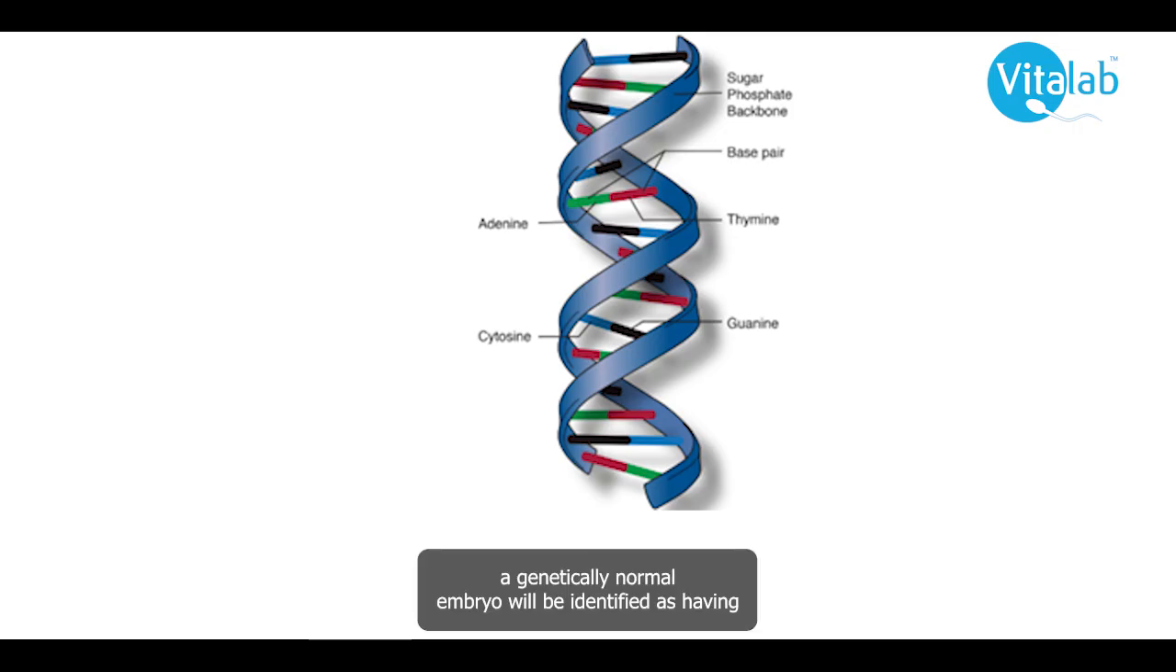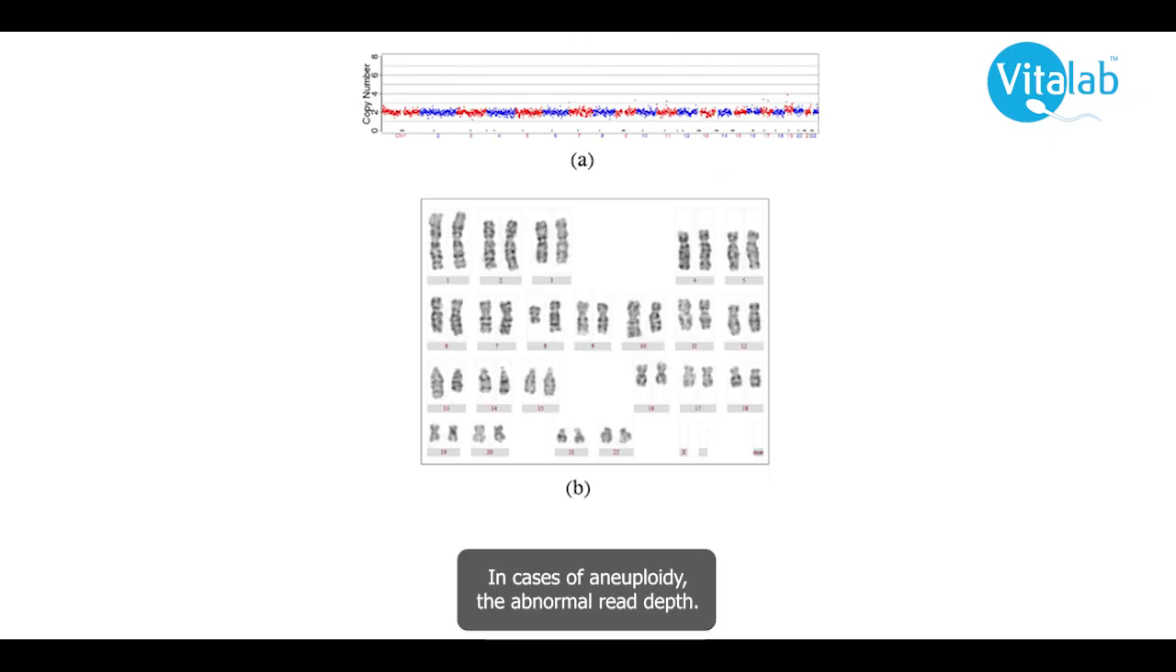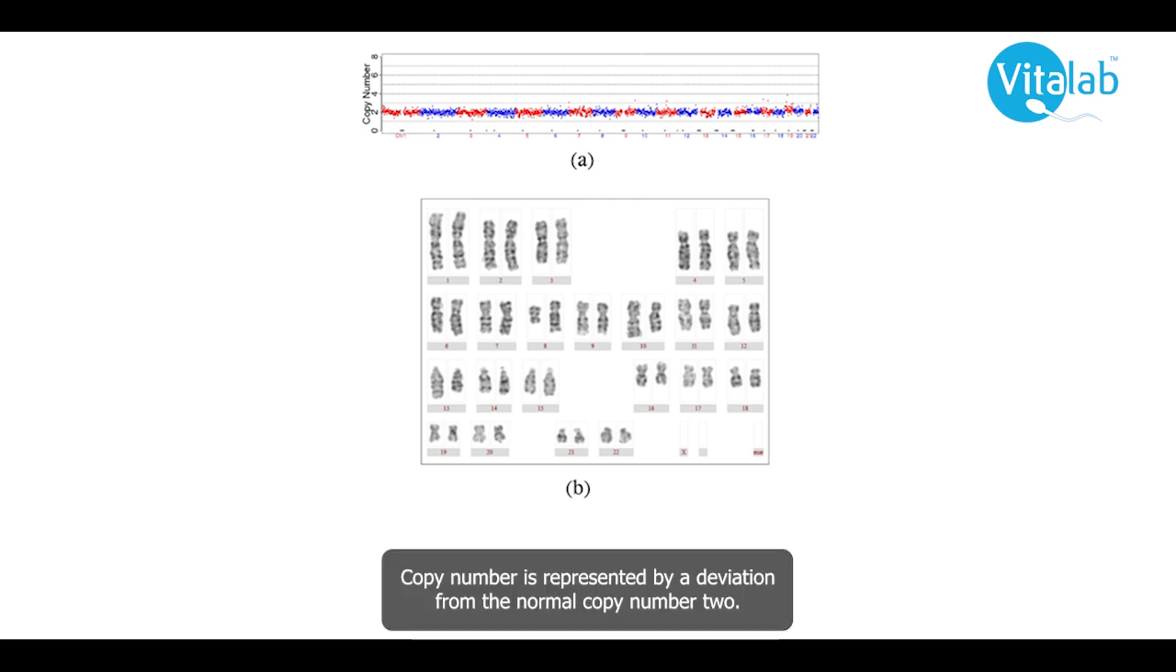A genetically normal embryo will be identified as having 2 copy signals for each tested area. Aneuploid embryos will show 1 or 3 copy signals, indicating missing, monosomy, or additional, trisomy, respectively. In cases of aneuploidy, the abnormal read depth/copy number is represented by a deviation from the normal copy number 2. In both cases, a trisomy, 3 copies of an individual chromosome, is illustrated.